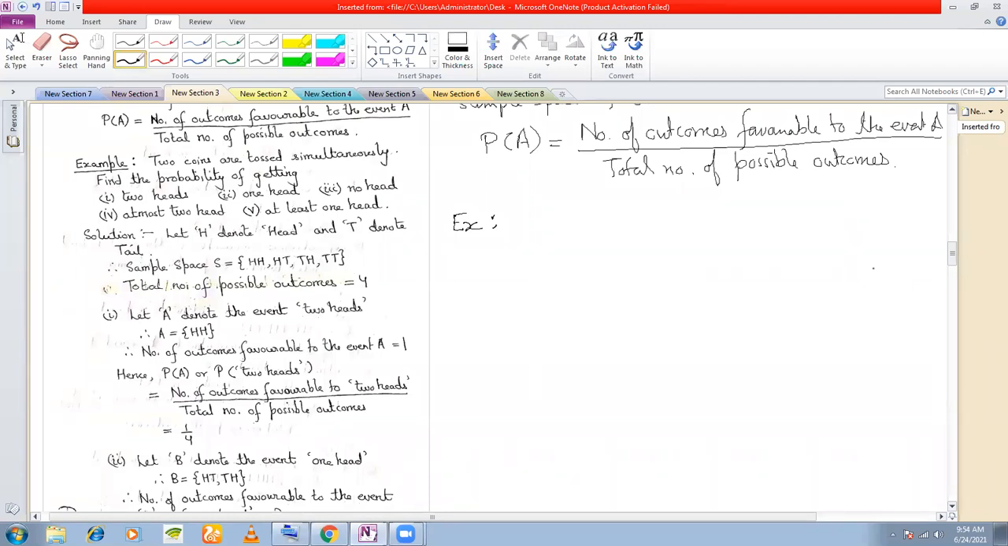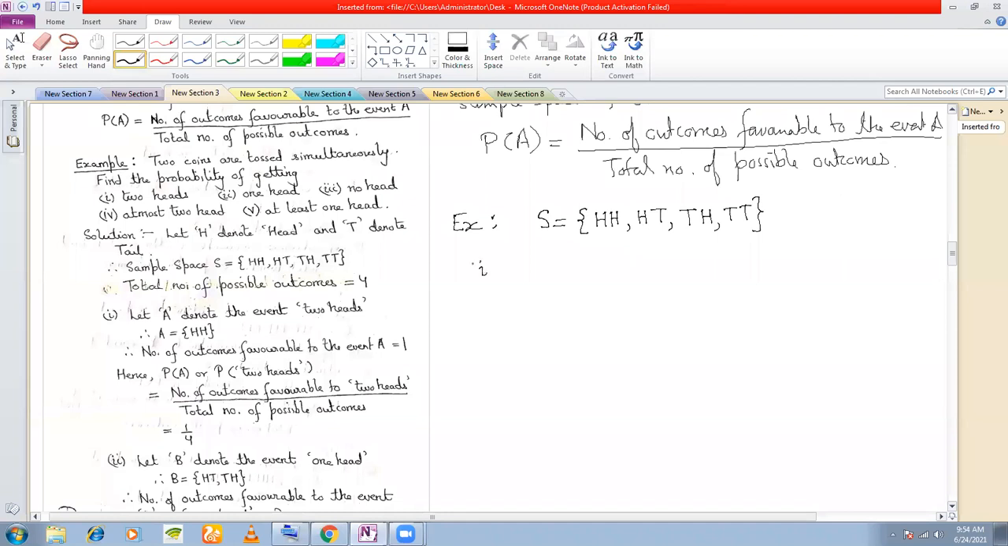Now, two coins tossed simultaneously, right? On one hand you have one coin, on the other hand you have another coin, and you toss them together. So what are these probabilities? First of all, what are the possible outcomes? Sample space. It is a set of all possible outcomes. If I denote the head by H and tail by T, you can get head in the first coin, head in the second coin, head in the first coin, tail in the second coin, tail in the first coin, head in the second coin, and you can get tail in both the coins, right? These are all your possible outcomes. You will not get any other possible outcome apart from these.